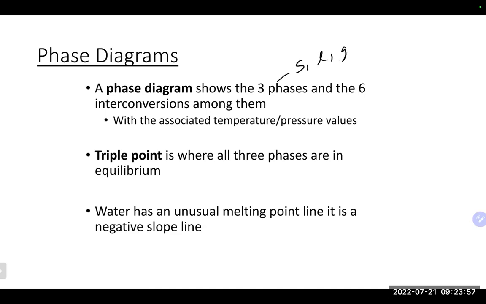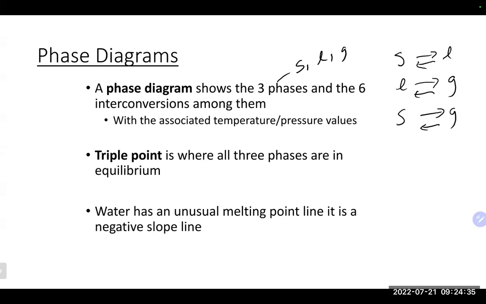And also the 6 inner conversions among them. In case you're curious, the 6 inner conversions are solid to liquid, liquid to gas, solid to gas, and backwards. So those are the 6 inner conversions: solid to liquid, which is melting, or liquid to solid, which is freezing, liquid to gas, which is evaporation, gas to liquid, which is condensation, solid directly to gas, which is sublimation, and gas directly back to solid, which is deposition.